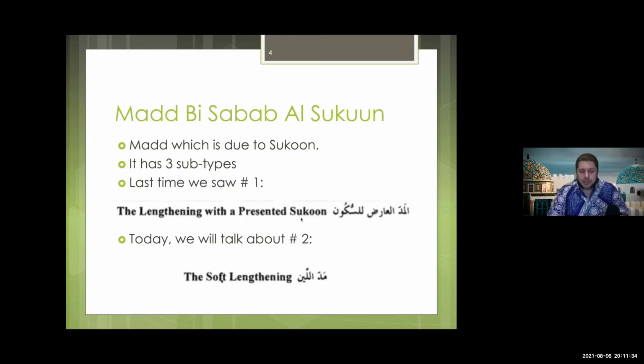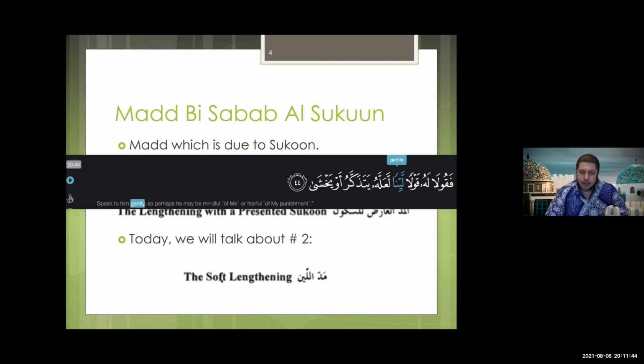Okay, when it comes to today's lesson, what we call al-mad al-lin, we're going to keep only two letters. But before we come to that, lean comes from the word layyin, layyinan, and it's actually found in the Quran. If you look at ayah 44 of chapter 20: فقولا له قولا لينا لعله يتذكر أو يخشى. Layyinan means gently. Speak to him gently. So perhaps he may be mindful of me, meaning Allah subhanahu wa ta'ala, or fearful of my punishment.